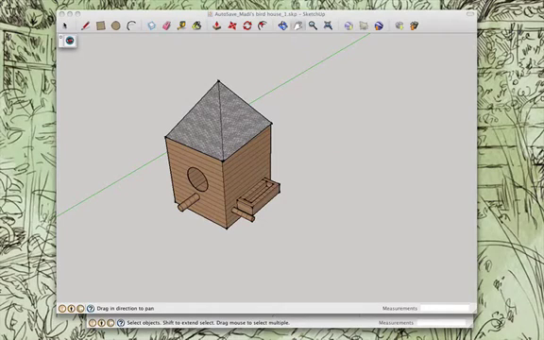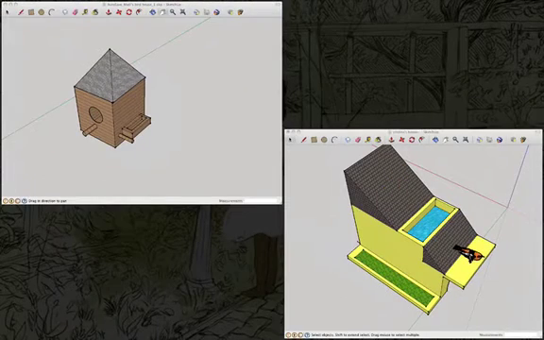Hi, some of our students in fourth and fifth grade have been working in SketchUp. A little project they were working on is designing a birdhouse, and I was going to share a couple of those with you right now. You can see I've got Maddie's on the left and Christina's on the right.